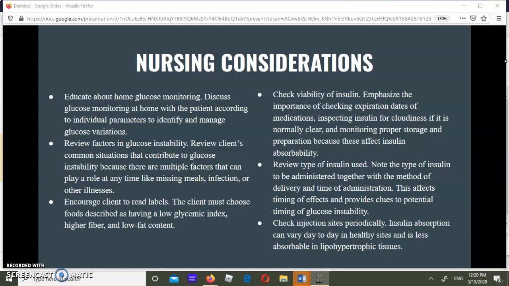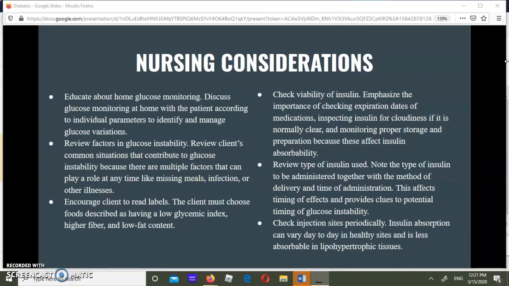Check the viability of insulin. Emphasize the importance of checking expiration dates of medication. Inspecting insulin for cloudiness if it's normally clear. And monitoring proper storage and preparation because this affects insulin absorbability.